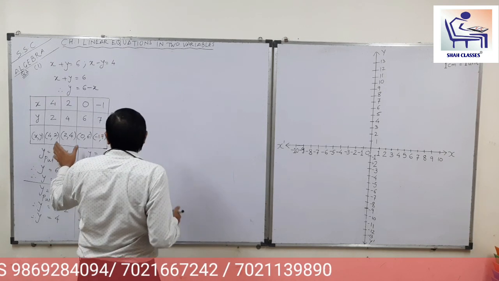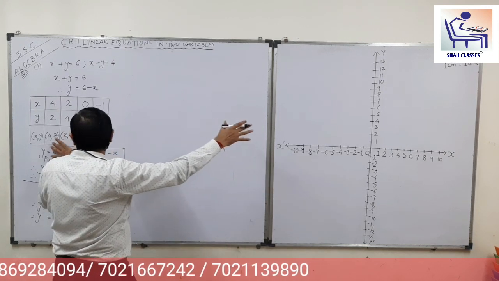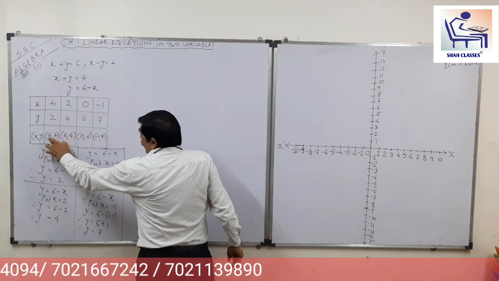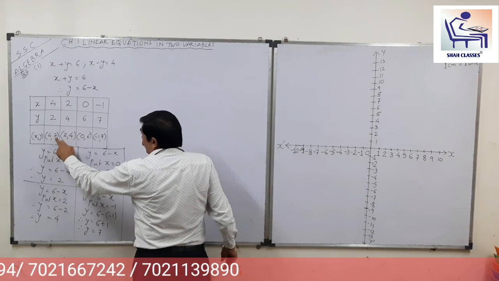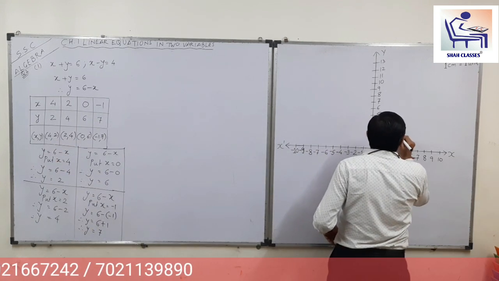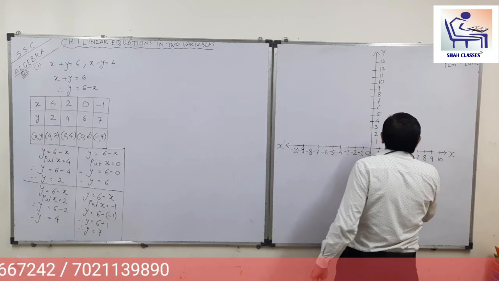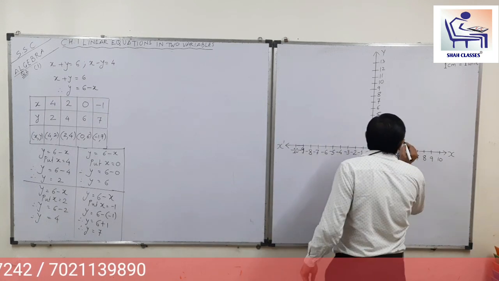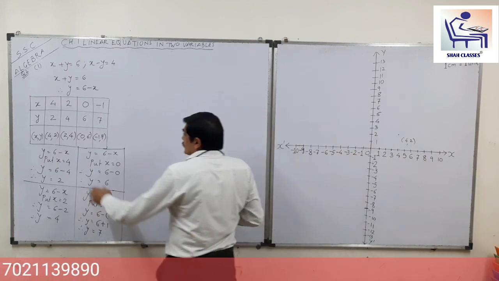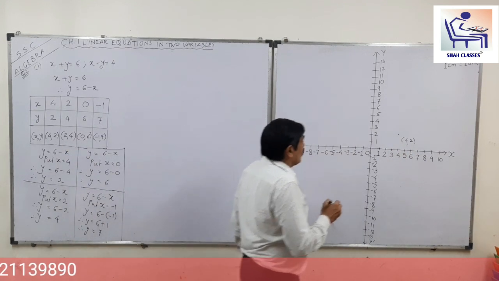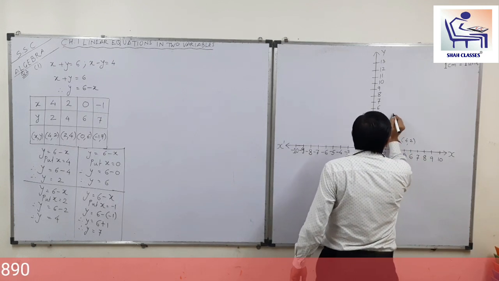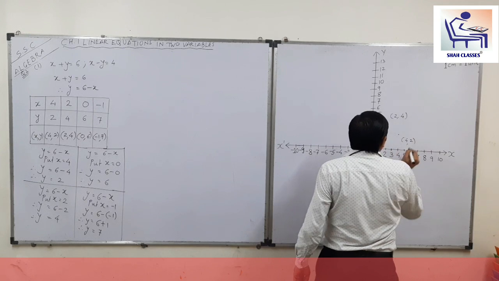Now we will plot all these points on this graph paper. So the first point is, on the x-axis you have to take 4 and on the y-axis you have to find 2. So here we will take 4 and 2, this is your first point. Now the second point is 2, 4. So 2 and 4, we got here 2, 4.